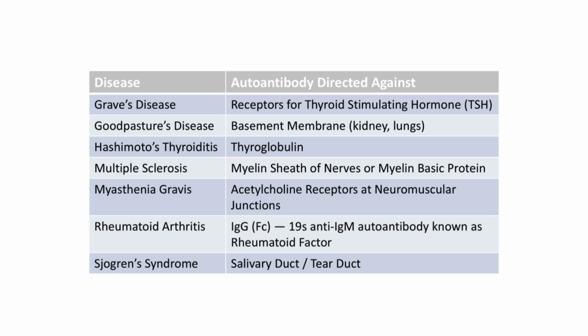In multiple sclerosis, the autoantibodies attack the myelin sheath of nerves or myelin basic protein, disrupting nerve conduction. In myasthenia gravis, antibodies are directed against acetylcholine receptors at neuromuscular junctions, leading to muscle weakness. In rheumatoid arthritis, the antibody is an IgM directed against the Fc portion of IgG, commonly known as rheumatoid factor. Finally, in Sjogren's syndrome, autoantibodies attack the salivary and tear ducts, causing dryness of the mouth and eyes.